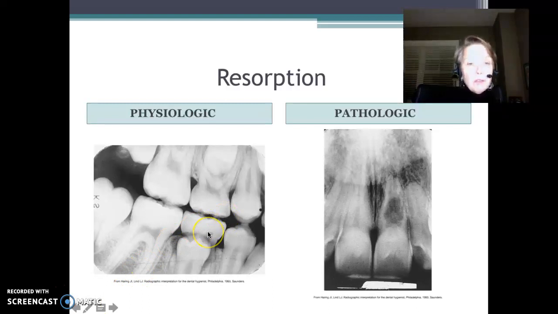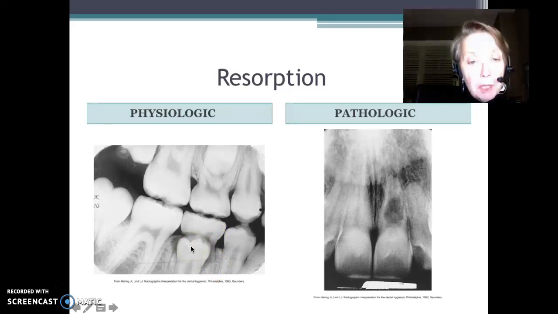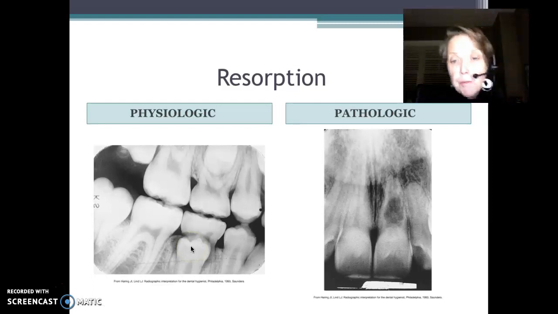But here is normal physiologic resorption. Primary tooth T is being resorbed. We've got a little bit of the mesial root left. Tooth 29 is going to be erupting. That is normal, healthy, physiologic resorption.